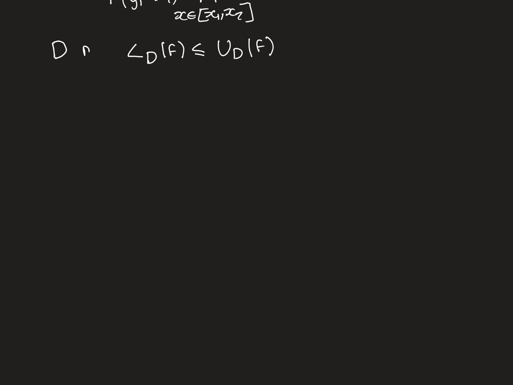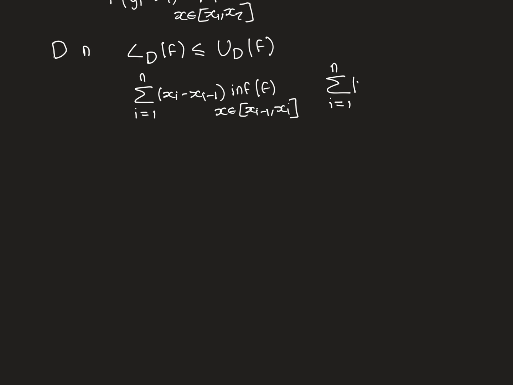So let's say this dissection has n pieces. You can just compare the two sums here. So the lower Riemann sum is the sum from i equal to 1 to n of x_i minus x_{i-1}, times then that infimum of the values of f over the corresponding interval, x_{i-1} to x_i. And then the upper Riemann sum is the sum from i equal to 1 to n, and you've got all these same interval lengths here, x_i minus x_{i-1}, but this time they're all being multiplied by the supremum of the value of f over the same corresponding intervals, x_{i-1} to x_i.